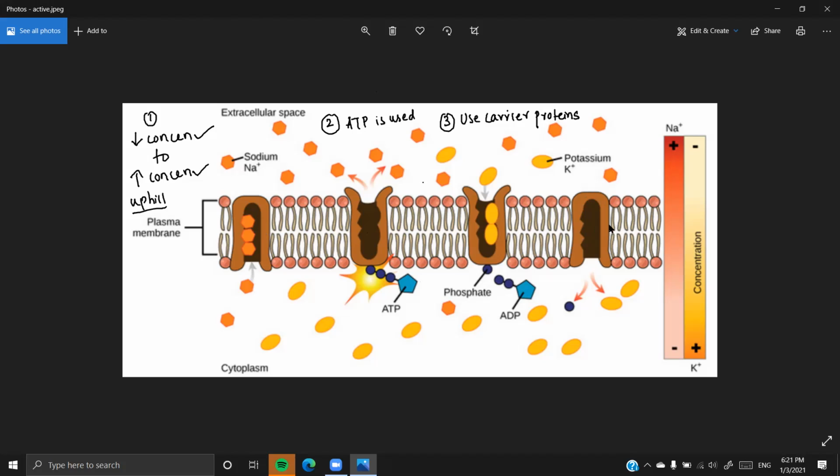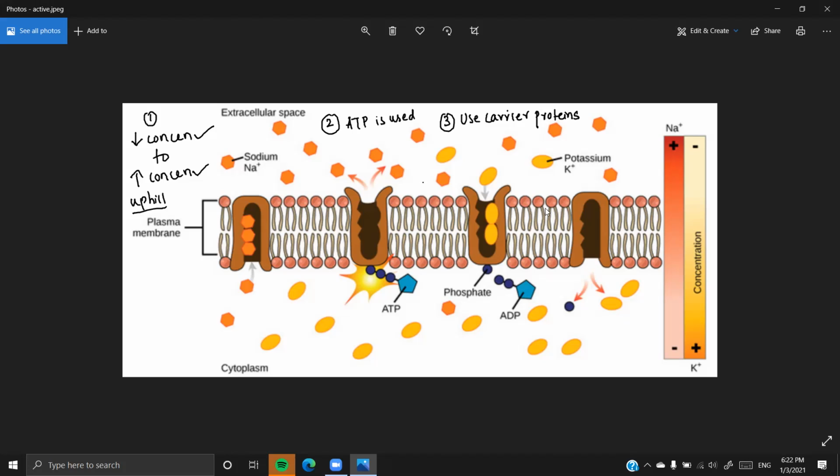there is a change in the shape again, as a phosphate molecule is left by the carrier protein. Again, it is flipped back towards the intracellular side, and the 2 potassiums which are attached here are going to be dropped into the intracellular space.